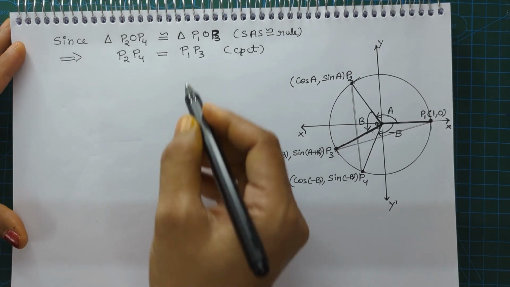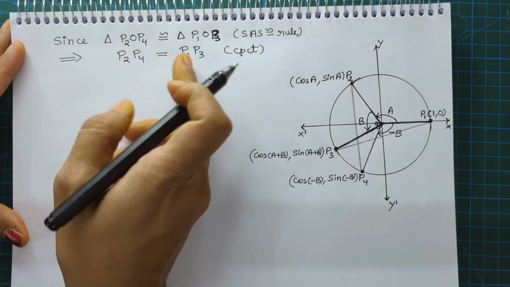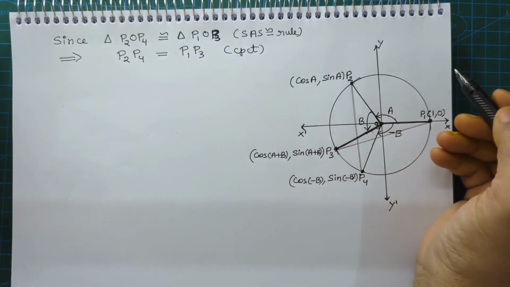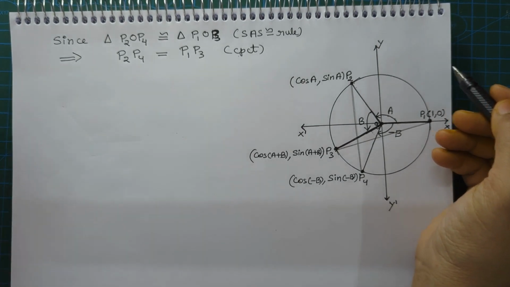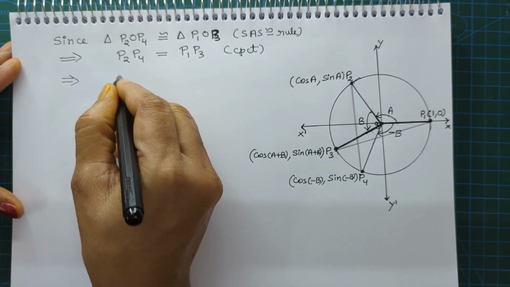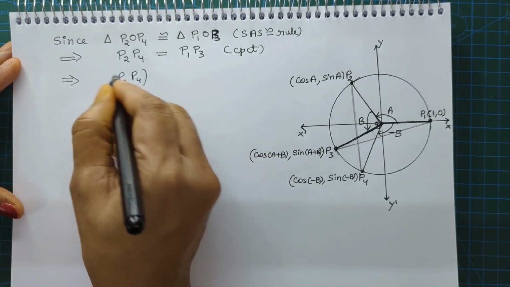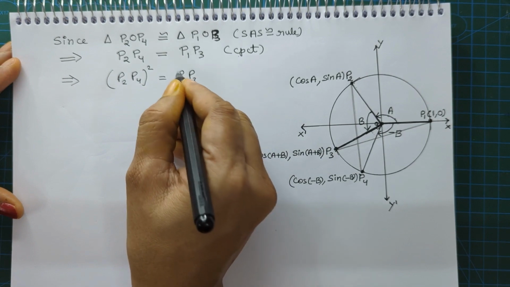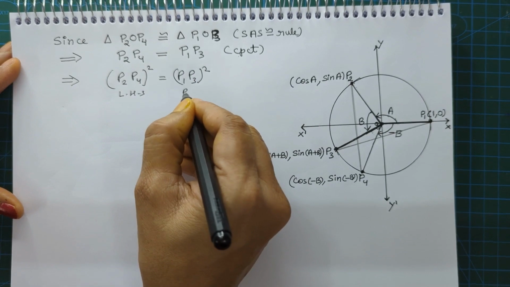So I wrote CPCT. Now I will use the distance formula for this as well as this. Distance formula is what? AB distance, for example, is root over of (x2 minus x1) whole square plus (y2 minus y1) whole square. So that square root I want to avoid. So if P2P4 is the same as P1P3, then their squares are also the same. So P1P3 square; this is left hand side and this is right hand side.